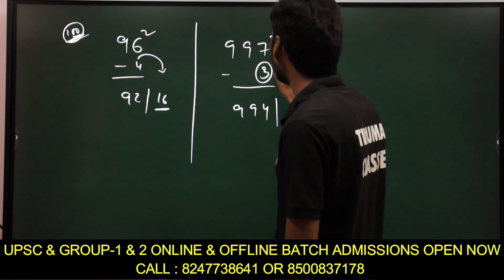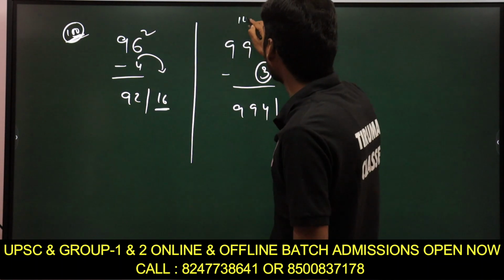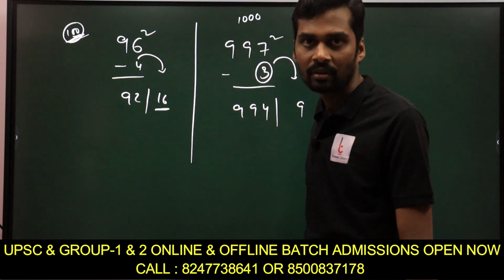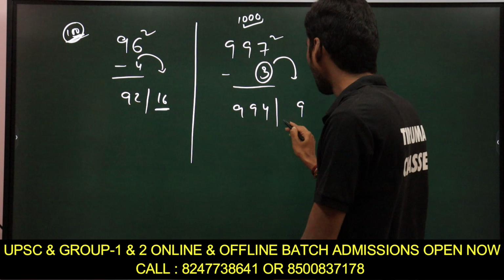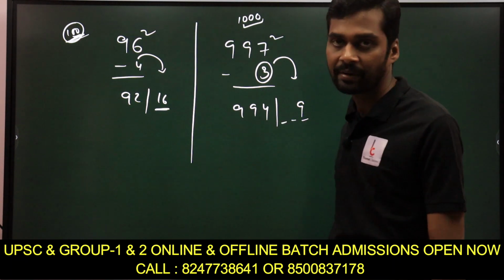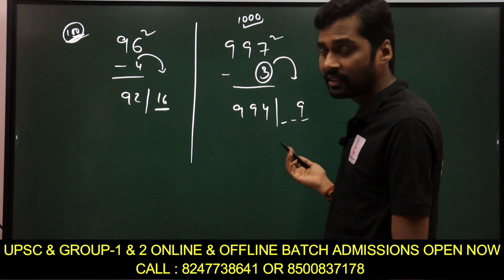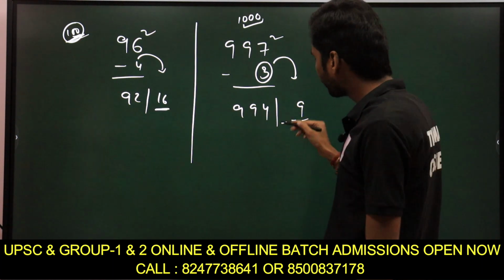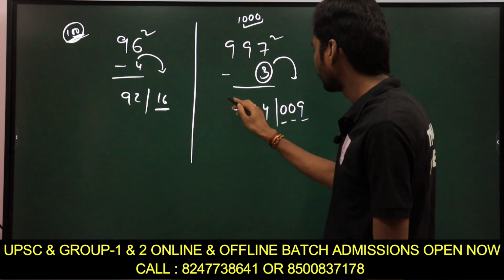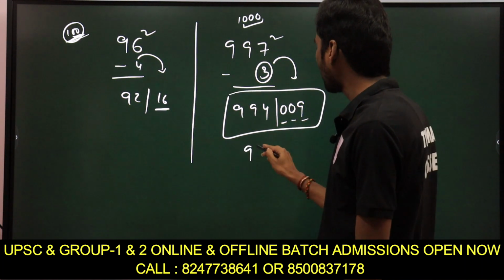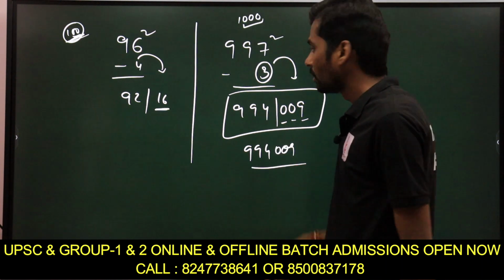And after that you simply square this number. 3 square is what? 9. But what is the base value? The base value is 1000. How many zeros do we have? 3 zeros. That means that I should have 3 digits in the right side part. But how many digits do I have? Yes, only a single digit. That means that if I have fewer digits, I have to put 2 zeros. What is the final answer? 994009. So this is the final answer.